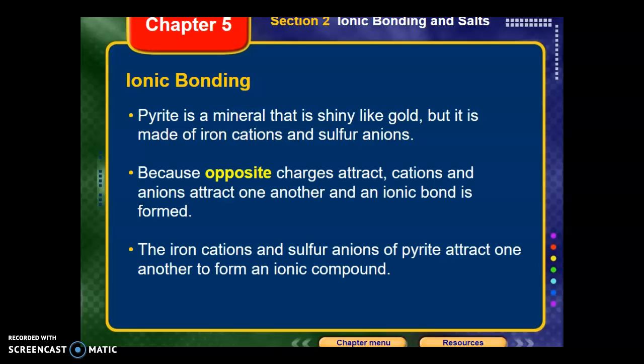So pyrite is a mineral. This is an example of an ionic compound, right? But it's made of iron ions and sulfur ions. Okay, because opposite charges attract, cations and anions attract one another and an ionic bond is formed. You'll notice that opposite is highlighted and bolded and yellow. So that might be an important word for you.